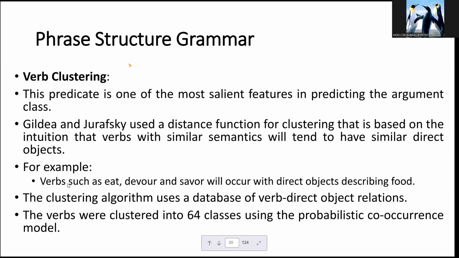Say for example, if I'm taking the verbs eat, devour, and savor. These are different verbs, but we cannot directly use all of them in a single sentence. Here all the words are related to the same context of eating or food. So we can make all these words one cluster.